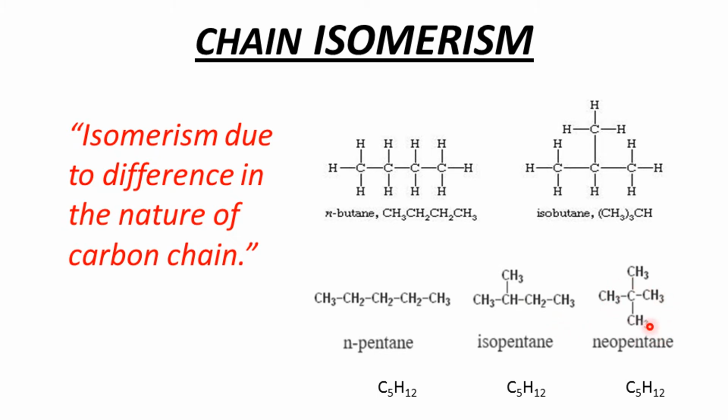Now this is neopentane, another arrangement of this normal pentane, or you can say another arrangement of 5 carbon atoms of the aliphatic chain. This is neopentane, which is also called 2,2-dimethylpropane. So isomers differ in the nature of the carbon chain. You will see here that we are having the same number of carbon atoms and hydrogen atoms, but only the nature of the chain has changed. This is a branched chain, this is the straight chain compound. So we say this is chain isomerism, and the three compounds are said to be isomers of each other.